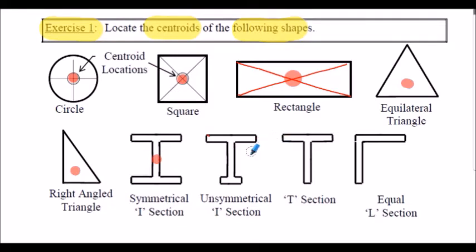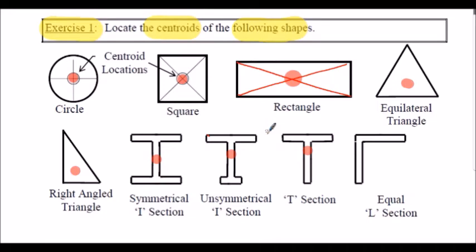The centroid of the unsymmetrical eye section, where the lower flange is smaller than the upper flange, its centroid might be in this region here. The centroid of the T-section, the centroid location will move closer to the flange, so somewhere in there. And the centroid of the equal L section will actually be in free space, somewhere there.